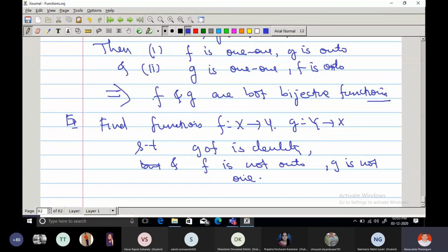If g composite f is identity, certainly f is one-one and g is onto, but f may not be onto and g may not be one-one. Now you find such functions, where g is not one-one and f is not onto. You just have to search for such functions from X to Y and Y to X. Right, so the proof is clear. Any doubt in the proof?